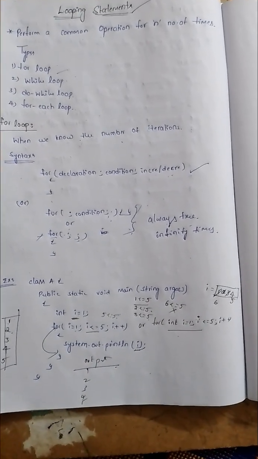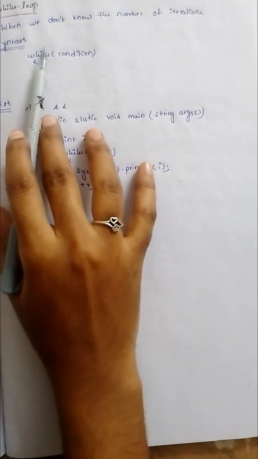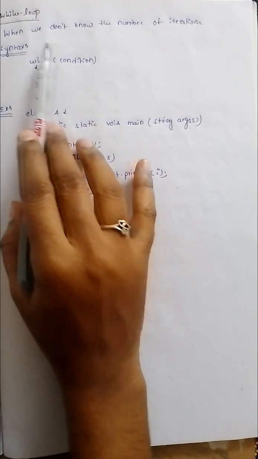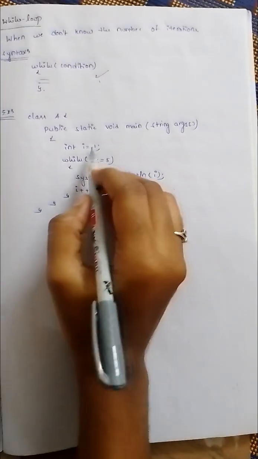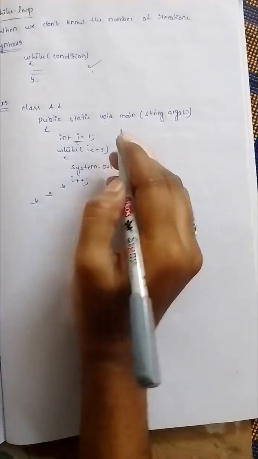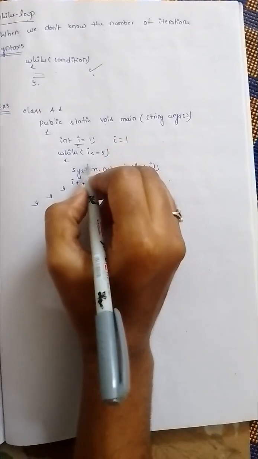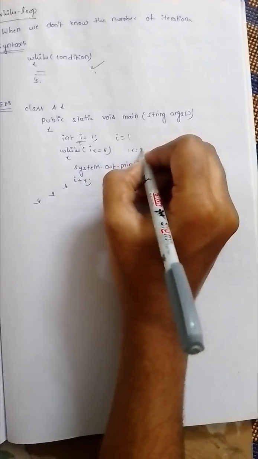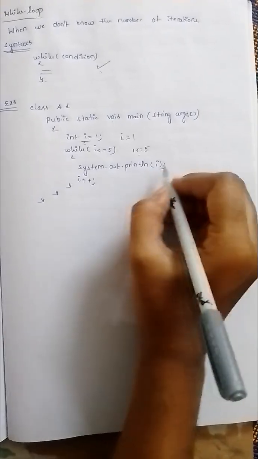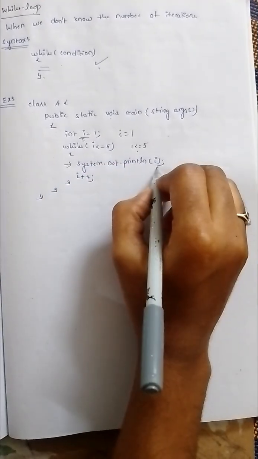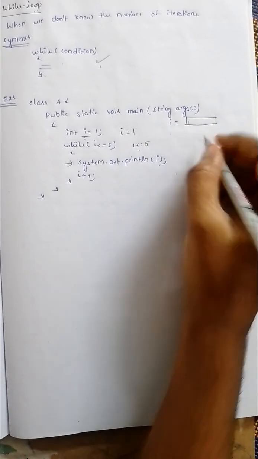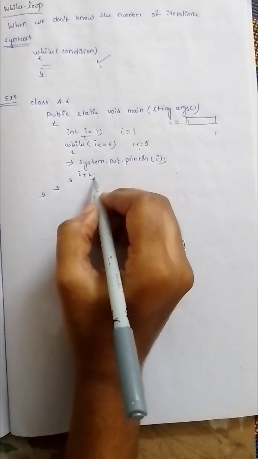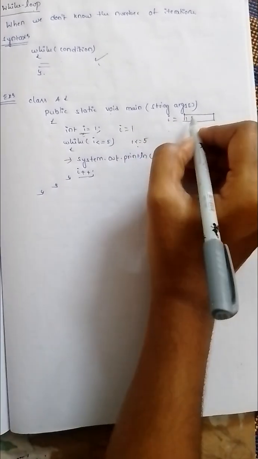Now we can discuss while loop. When we don't know the number of iterations, then we go for while loop. This is the syntax of while loop, and we can see one example for while loop. First we declare one variable I. Here I value is 1. First it checks the condition: 1 less than or equal to 5. Here the condition is true, so the cursor comes here and prints the I value, which is 1, and updates the I value. Here the I value is incremented by 1.